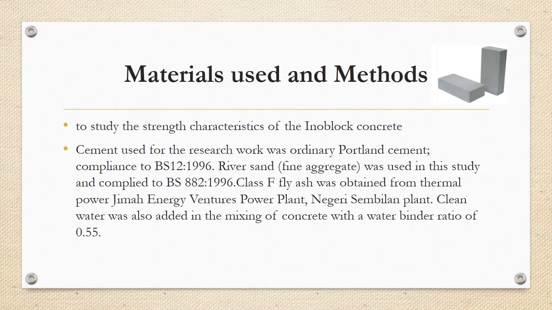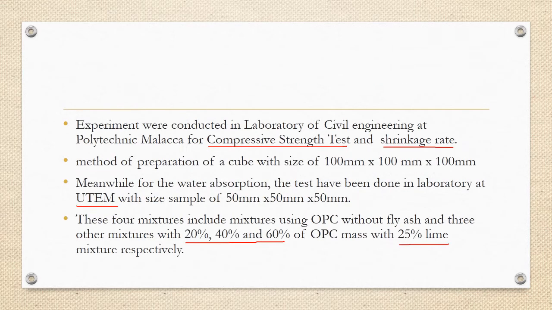So for this research, the materials and methods will be correlated to study the strength characteristics of the Inoblock concrete. Cement used for the research work was ordinary Portland cement. River sand as fine aggregate was used in this study, and Class F fly ash, which was obtained from the Jimah Energy Venture power plant at Negeri Sembilan, with clean water when mixing this concrete mixture with a water binder ratio of 0.55.